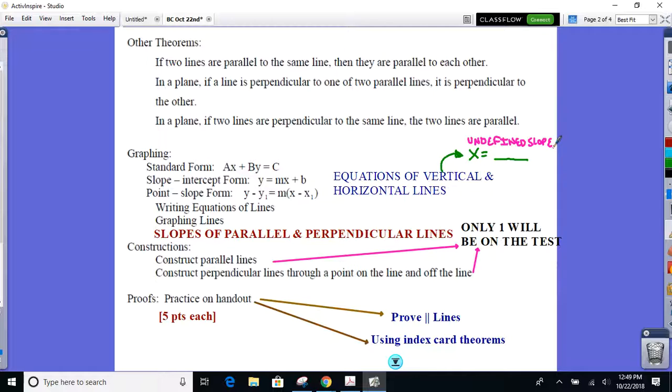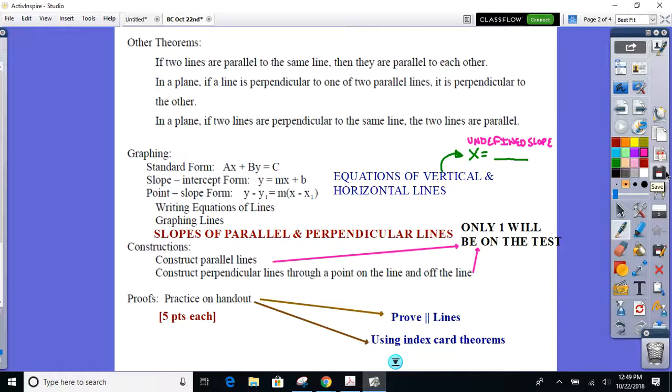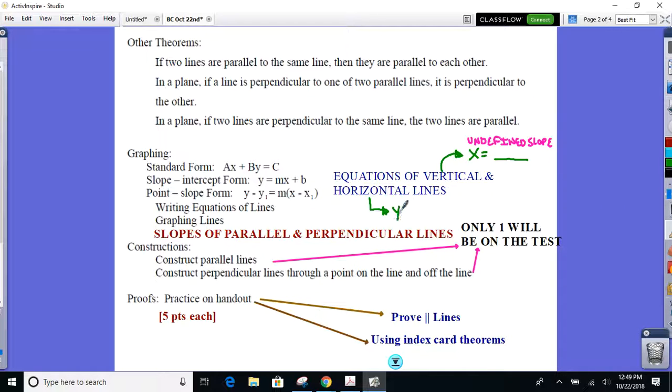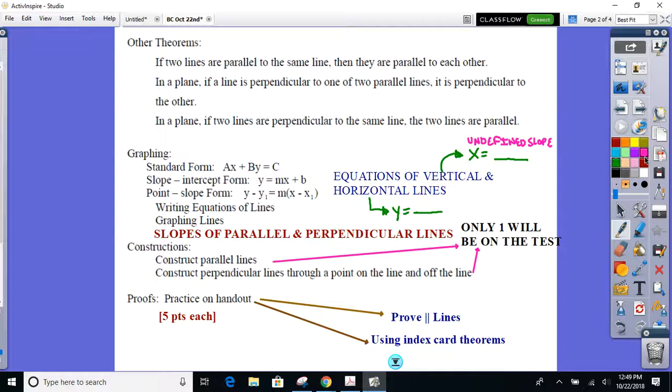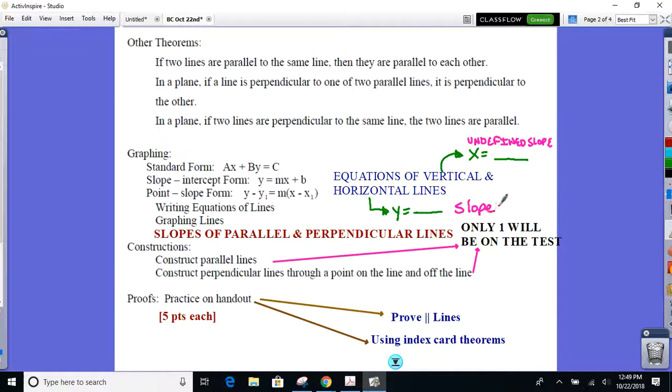All right, horizontal line will go through what axis? The y-axis. So this will always have the equation y equals some number. And what about its slope? Any horizontal line will have a slope equal to 0. Yep.